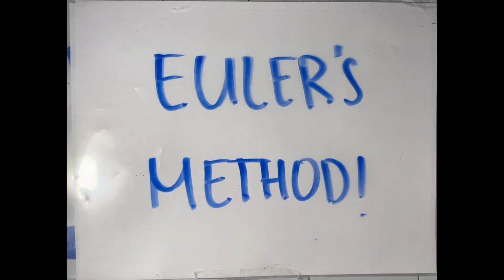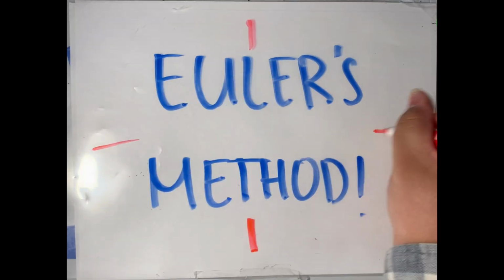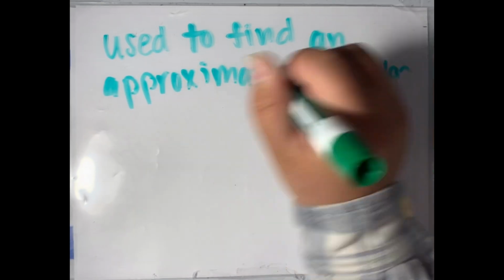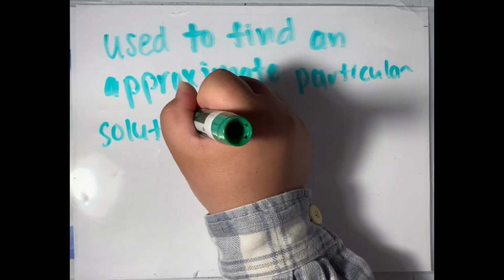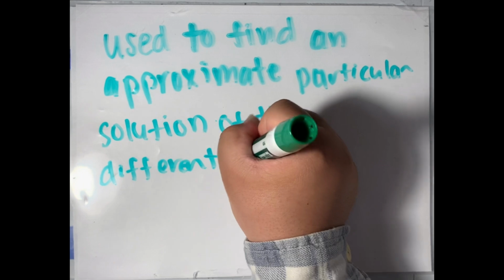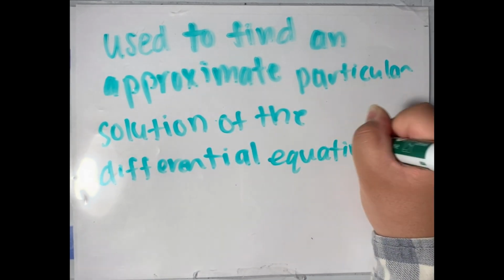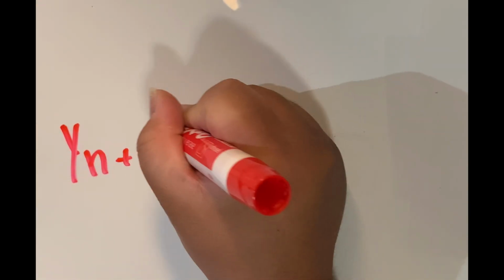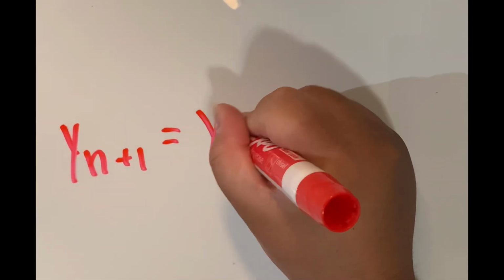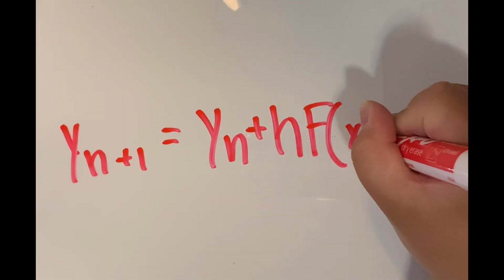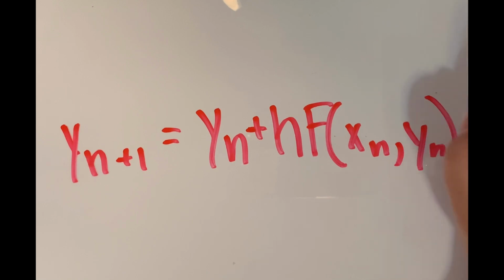Today we're learning about Euler's method. Euler's method is used to find an approximate particular solution of the differential equation y prime is equal to f of x comma y. The formula could be written as y sub n plus 1 is equal to y sub n plus h times f of x sub n comma y sub n.